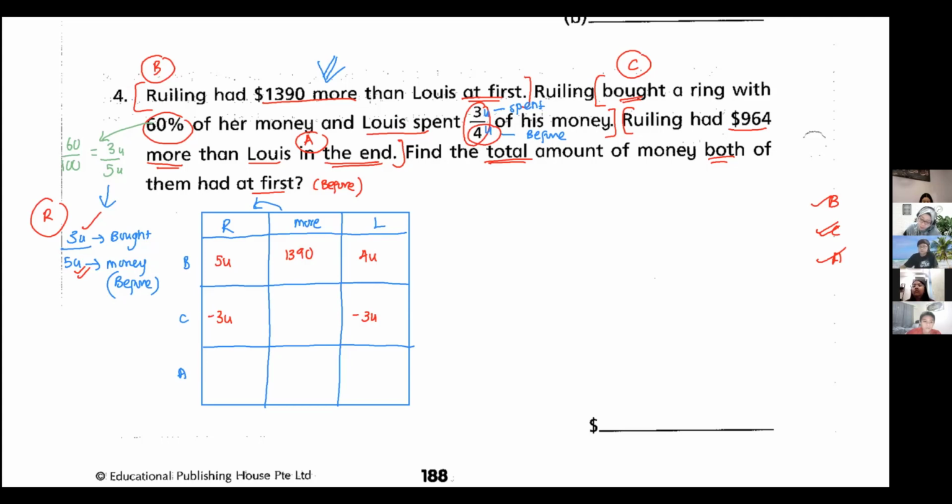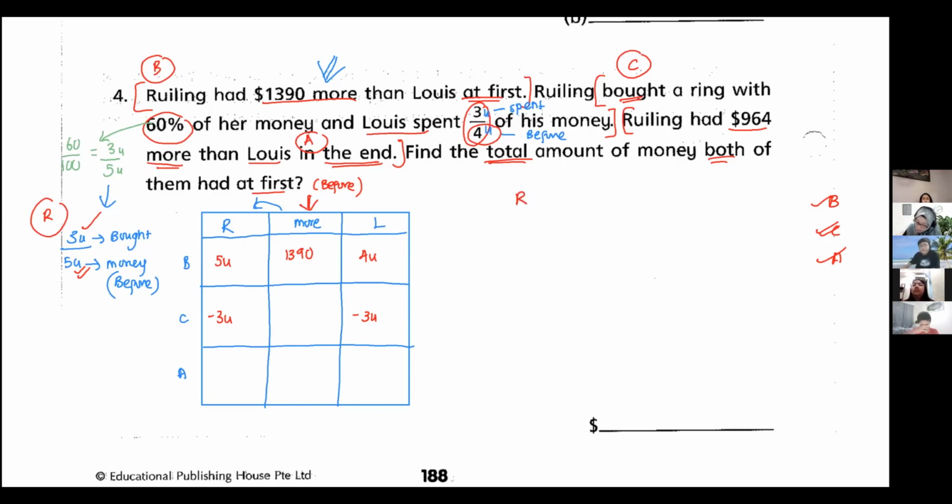It's there. Now, this more is considered like another person, you know. So you must know how much, because you know that Ruiling spent 3 units. So you must find out that 3 units in terms of money is how much. Okay. This is how it looks if you don't understand why I have that more in one column.